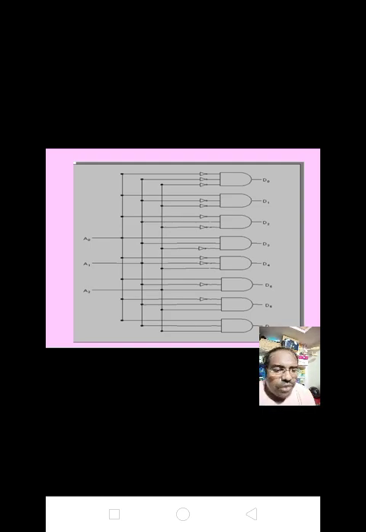I will send another one also. If you have any problem in this, you can draw that one also, no problem.